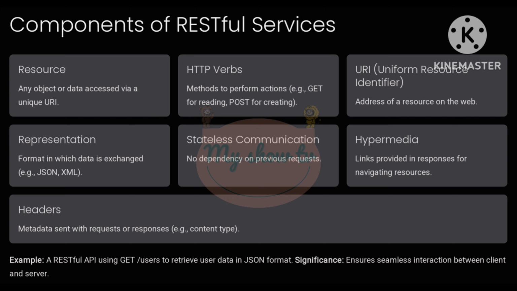Slide 6. Components of RESTful services. RESTful services are built around several core components. The primary element is a resource, which can be any object or data, like a user, product, or order, accessed via a unique query. HTTP verbs like GET, POST, PUT, and DELETE are used to perform actions on these resources. For example, a GET request retrieves data, while a POST request creates new data.